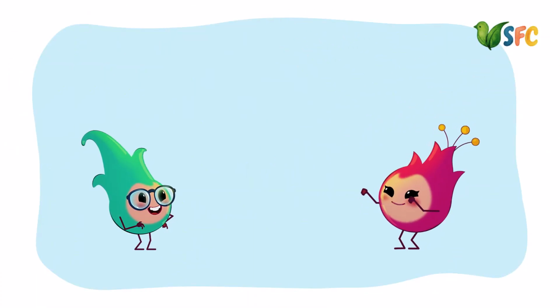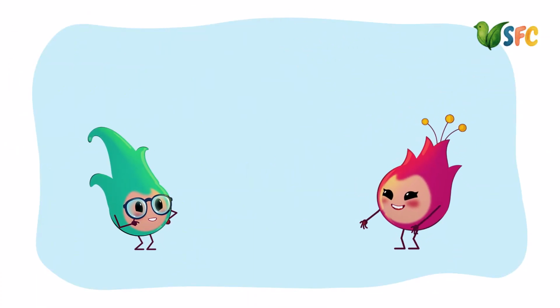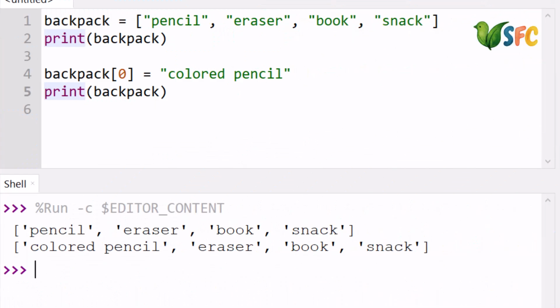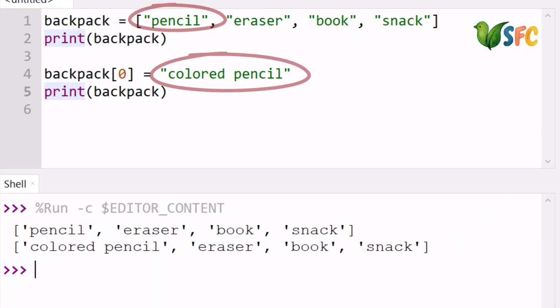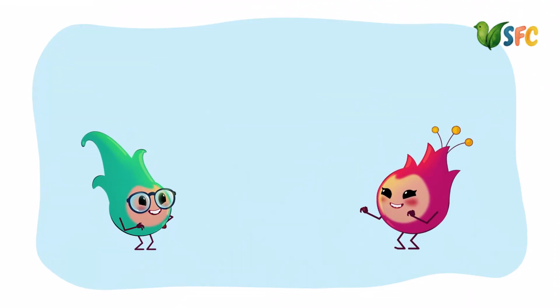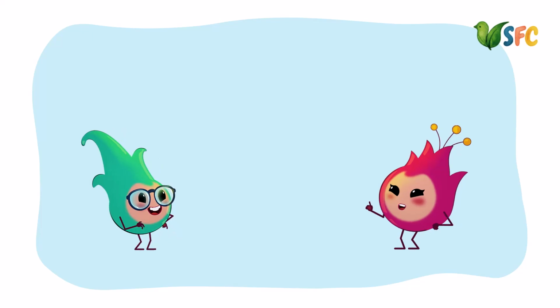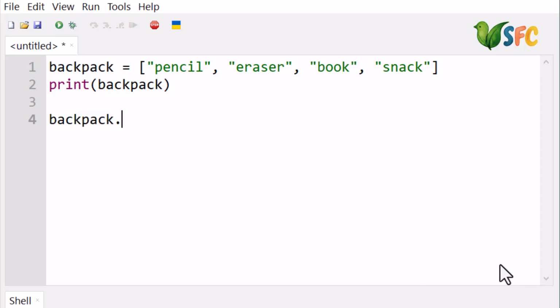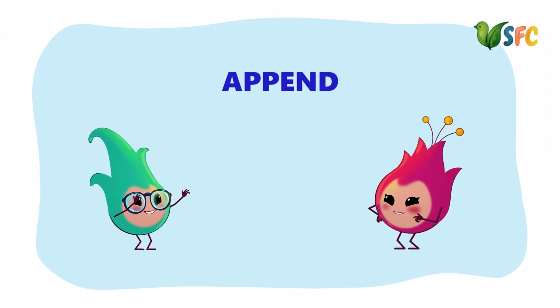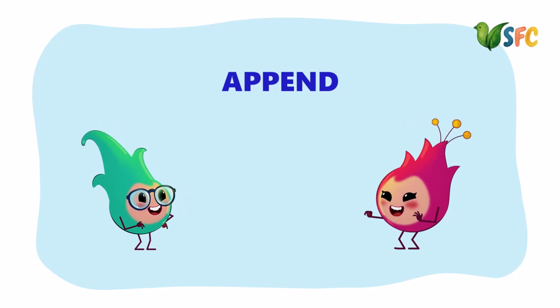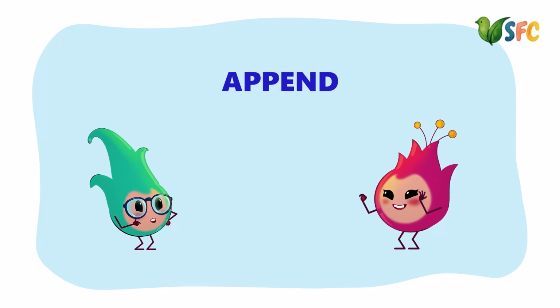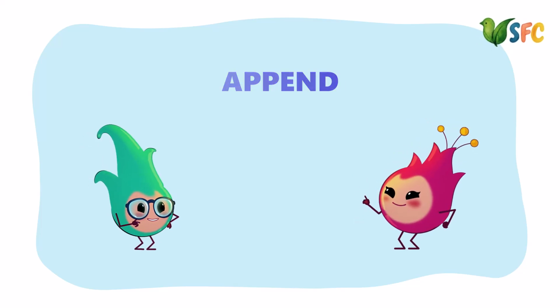One cool thing about lists is that you can change what's inside, like this. We just changed pencil to colored pencil. Let's say you found a super cool sticker and want to add it to your backpack. Just drop it in like this. backpack.append(sticker). So append means put it at the end? Exactly. Append always adds the new item to the end of the list.